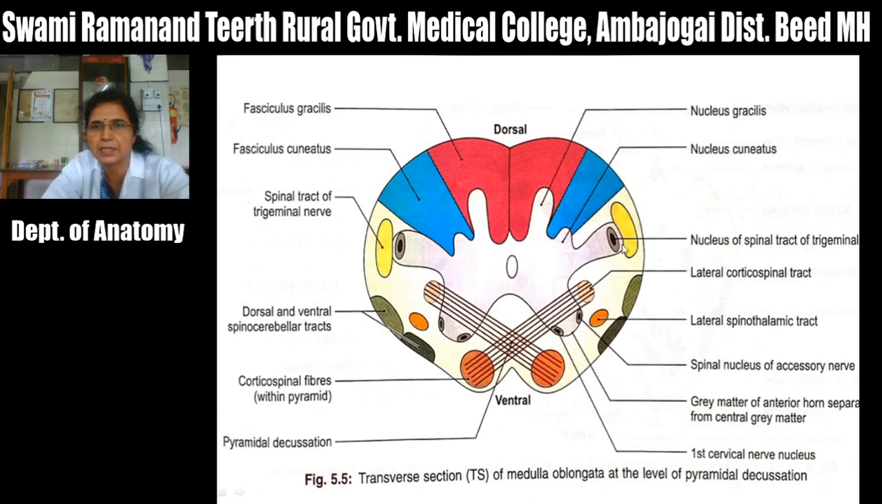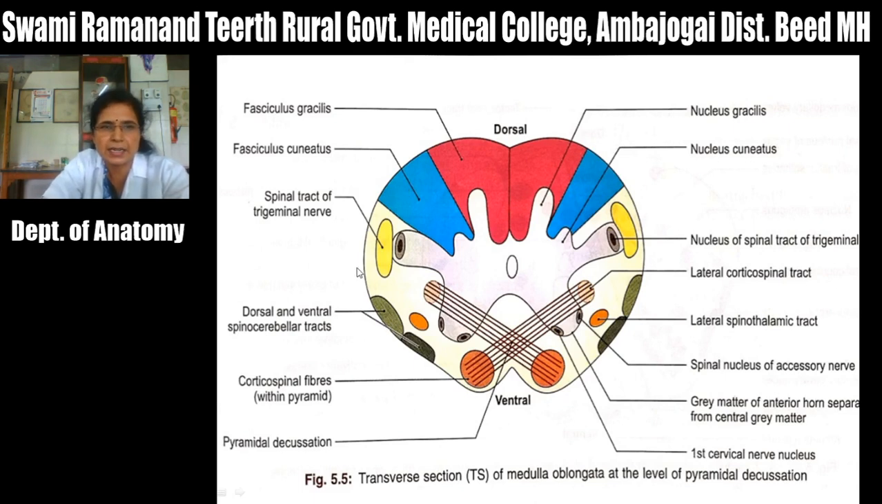That means the nucleus of the spinal tract of the trigeminal nerve, nucleus gracilis and nucleus cuneatus are derived from the posterior horn of this grey matter, which have a sensory function. Then the remaining part of the medulla at this level is similar to that of the spinal cord. That means in the posterior funiculus there is the fasciculus gracilis and fasciculus cuneatus.